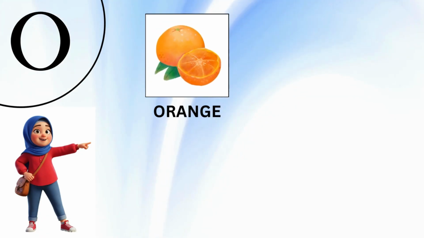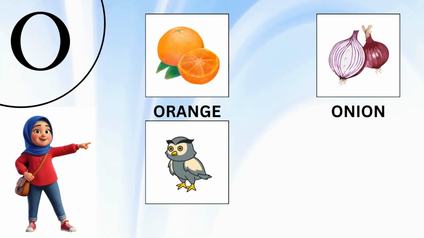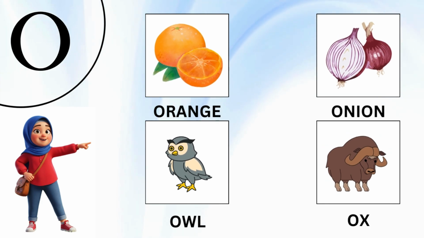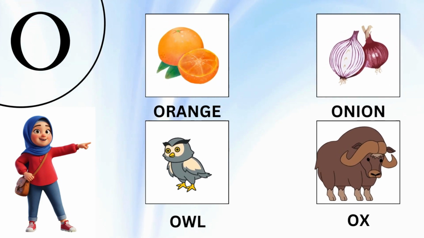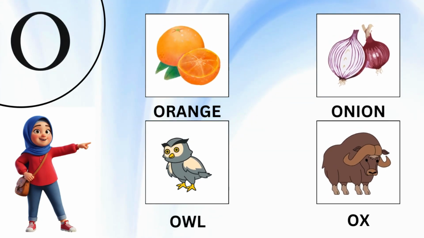This is letter O. O is for orange. O is for onion. O is for owl. O is for ox. Orange, onion, owl, and ox.